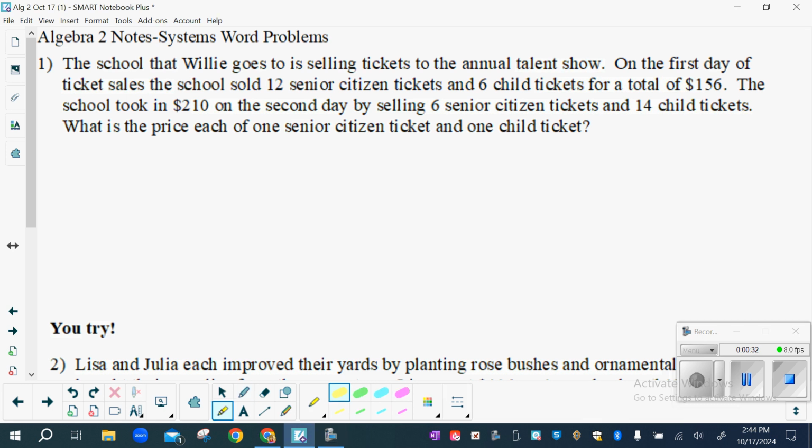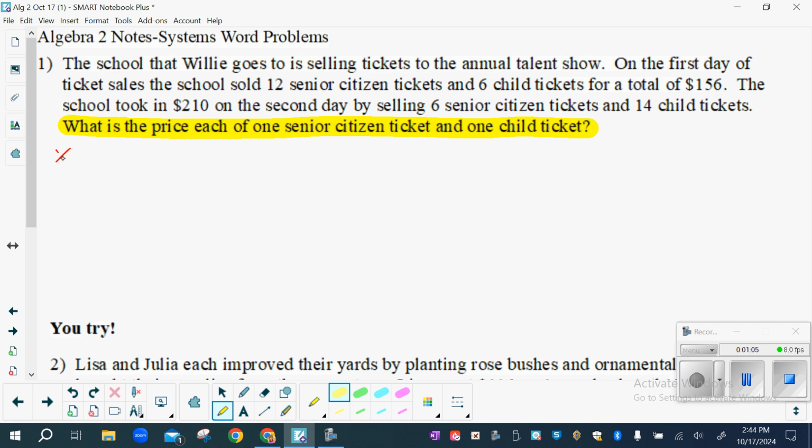So frequently, that last sentence will tell you what you're looking for. So we're going to use that to define our variable. Frequently, when students are doing these, they don't define the variable, and they're like, wait, I don't even know where to go or where to start. So start by defining your variable.